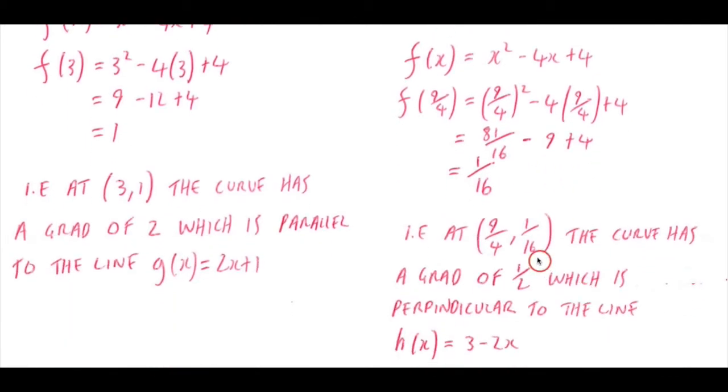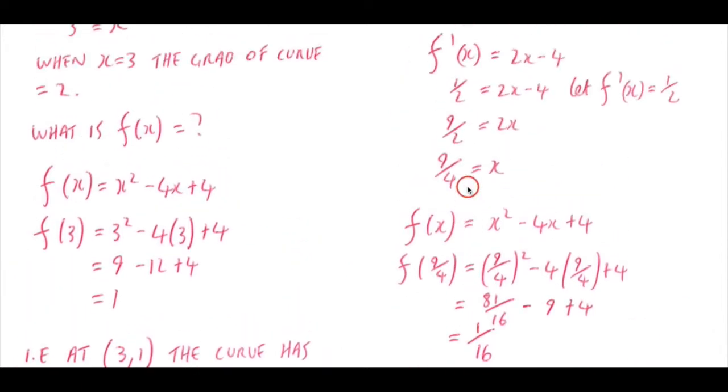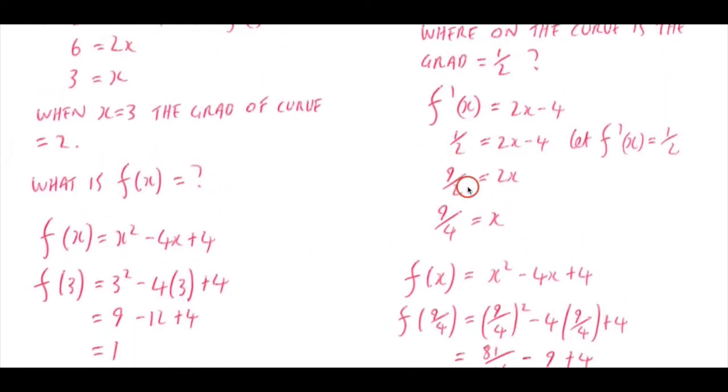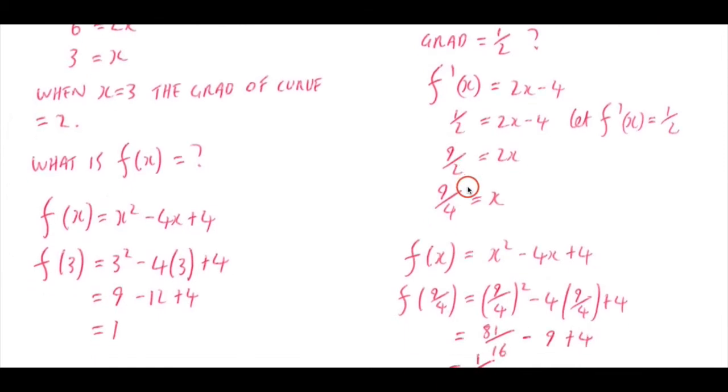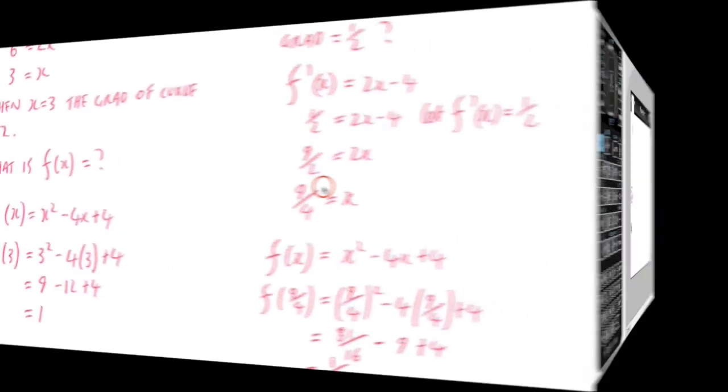So I can say at the position (9/4, 1/16), the curve has a gradient of 1/2, which is perpendicular to the line h of x. So this is how we'd answer it using pen and paper, a typical response for exam 1 type questions. If you had exam 2, then you're able to make use of your CAS calculator.